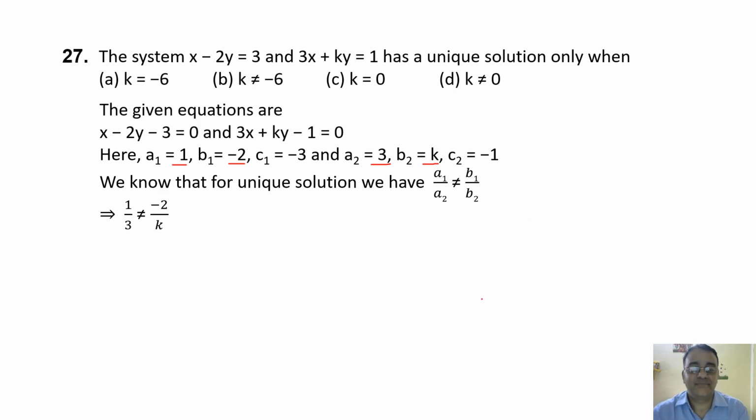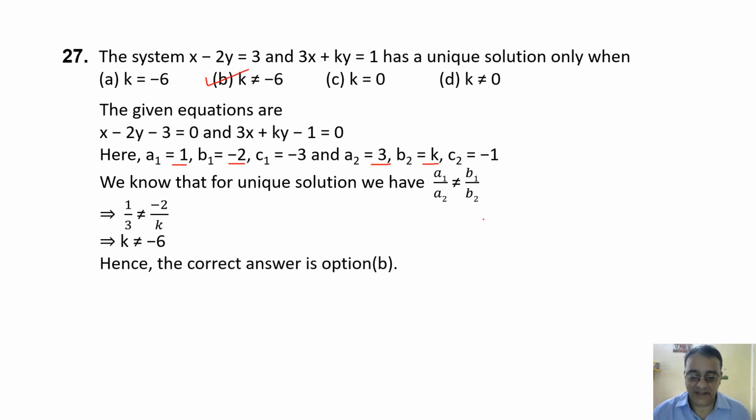k is not equals to minus 6. Very good. So which option is the correct one? Option B. Right. So now we are moving toward question number 28.